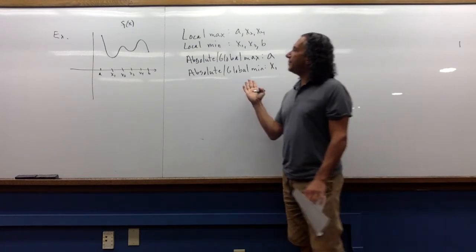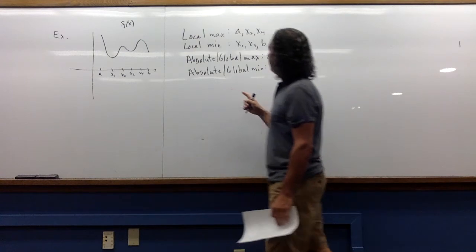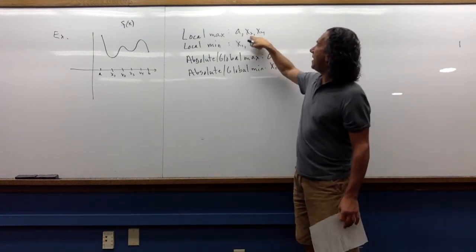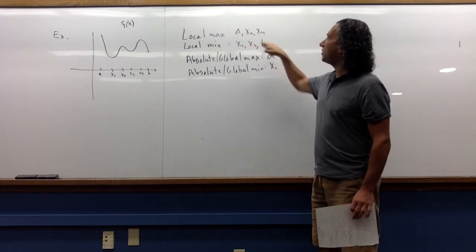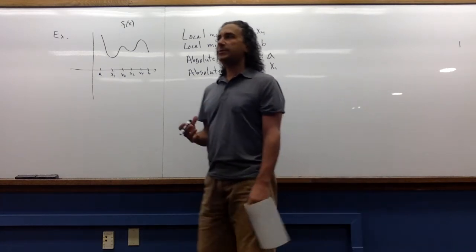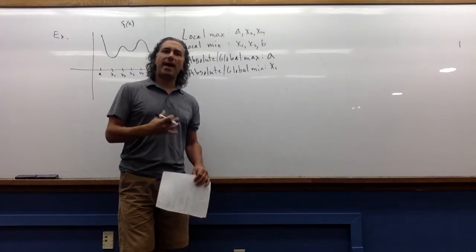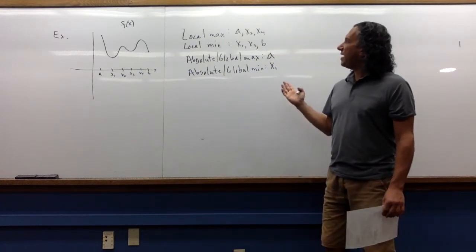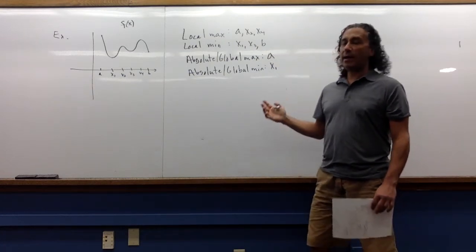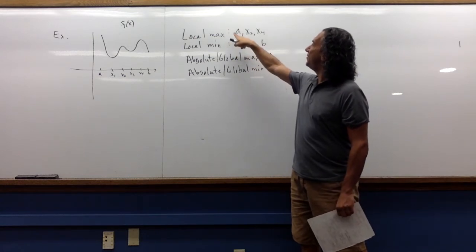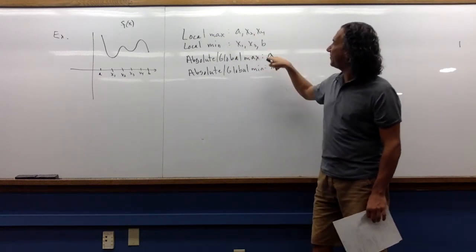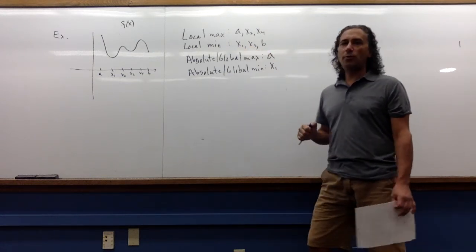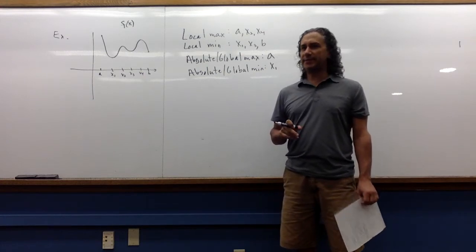So let's note that the global max is one of the local max. The global min is one of the local min. So it sounds like we can look for our local max, local min, and then find the lowest of those to get the global. Look at the local max, find the highest of those to get the global max. Look at the local min, find the lowest of those to find the global min. So that seems like the recipe.